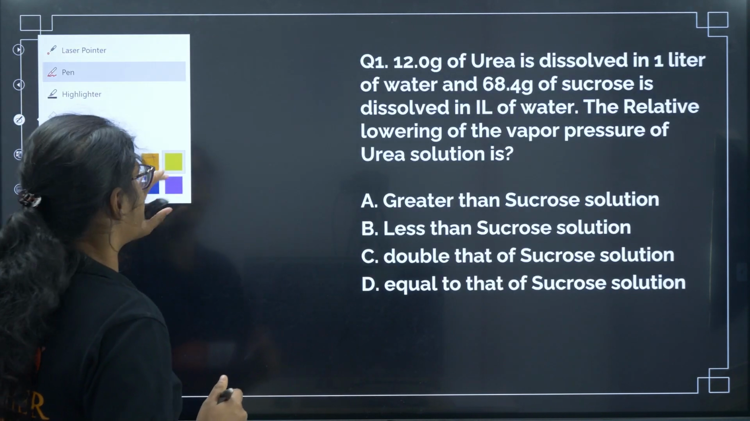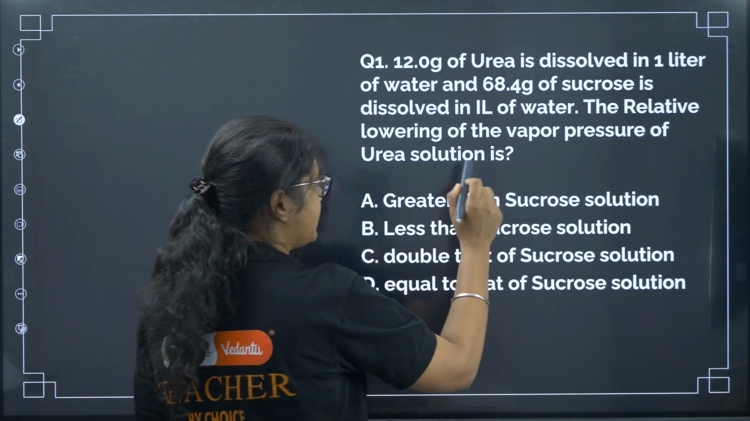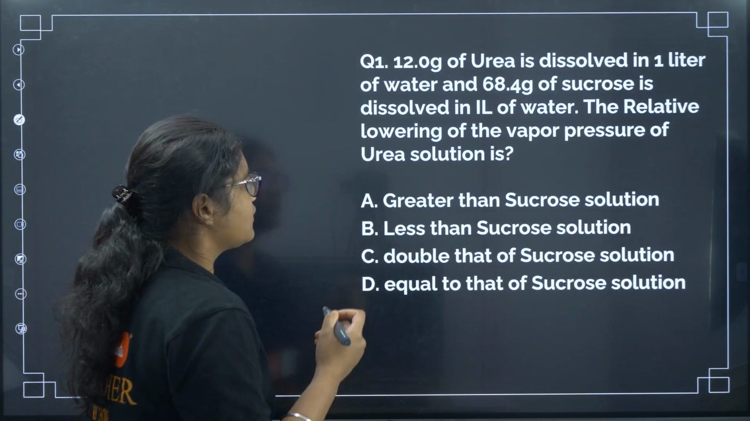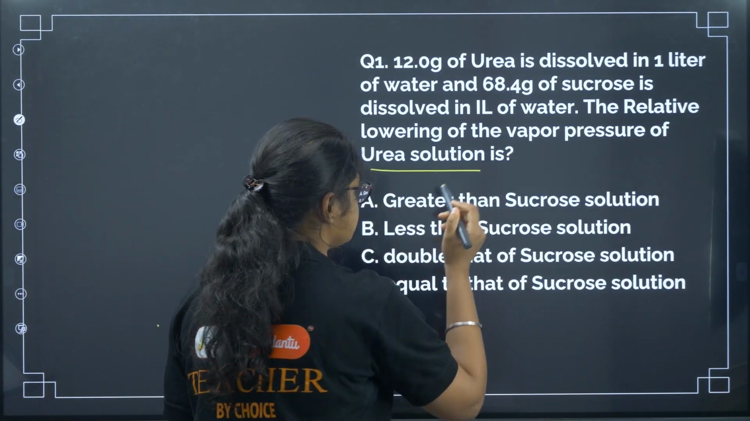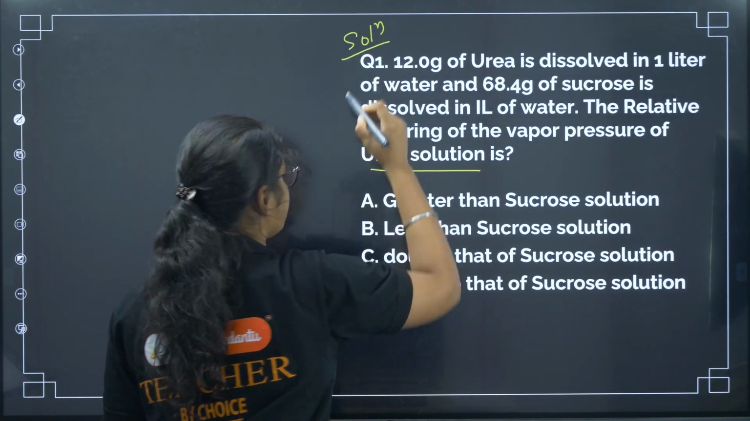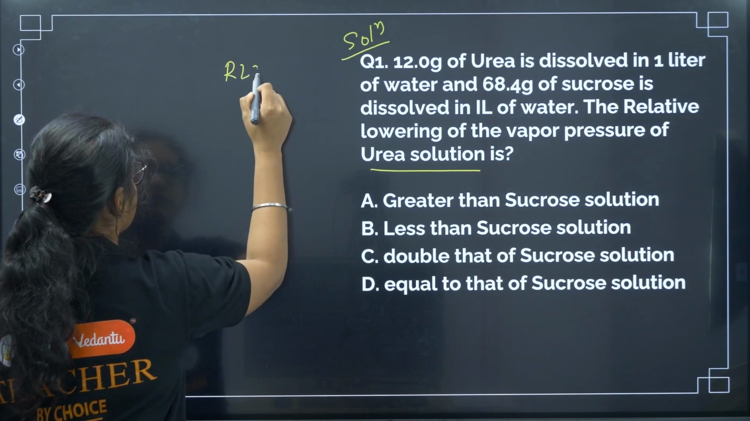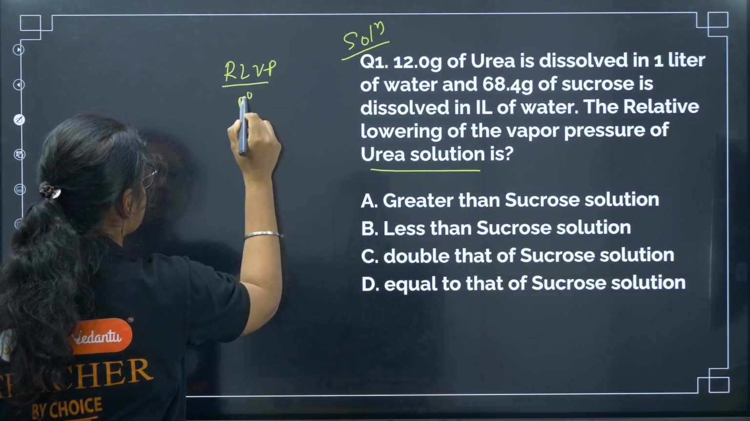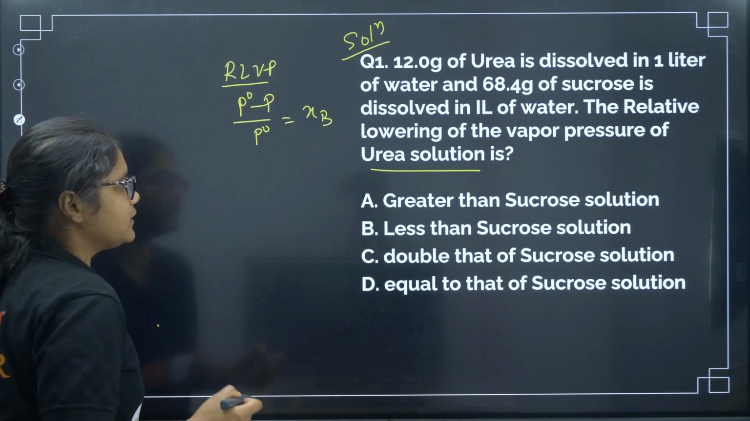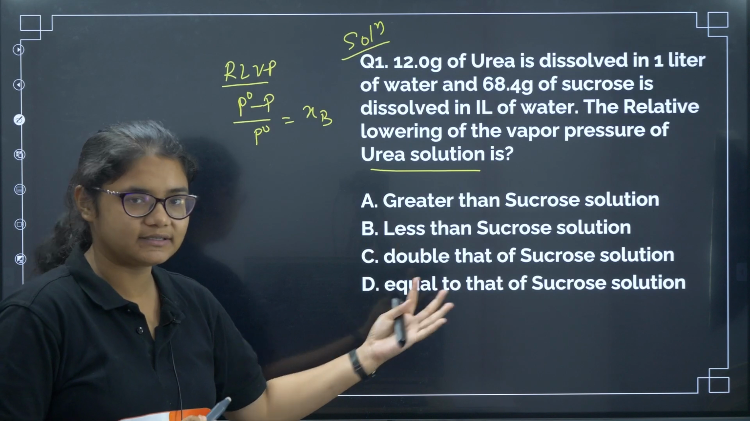First is, 12 gram of urea is dissolved in 1 liter of water and 68.4 gram of sucrose is dissolved in 1 liter of water. The relative lowering of vapor pressure of urea solution is. So the question is from which topic? That is solutions. Relative lowering of vapor pressure, we know, that is (P naught minus P) by P naught is equal to X_P. So we can calculate the mole fraction of both the components and compare them.